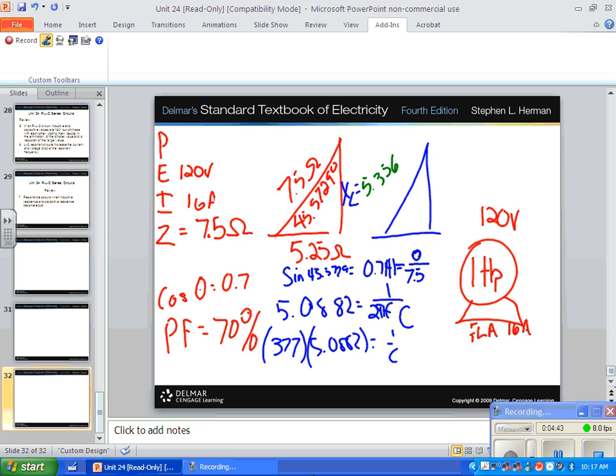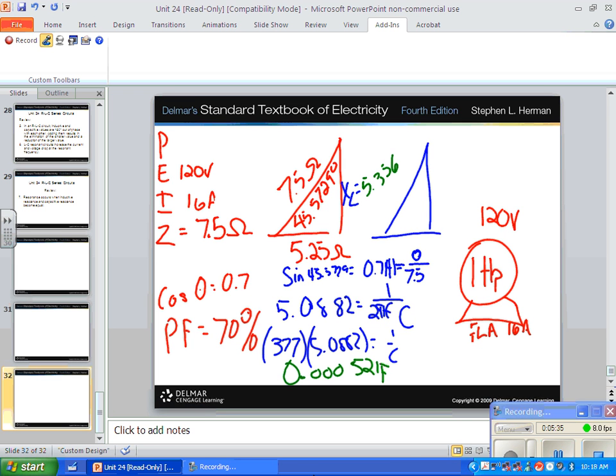So I multiply 5.08 times 377. And I know that's the reciprocal of my answer, so I'm just going to hit x to the minus 1, enter. I get 0.000521. So what does that mean? That's 521 microfarads, right? Now I don't think capacitors come in 521 microfarads. So let's round that a little bit to say 500.